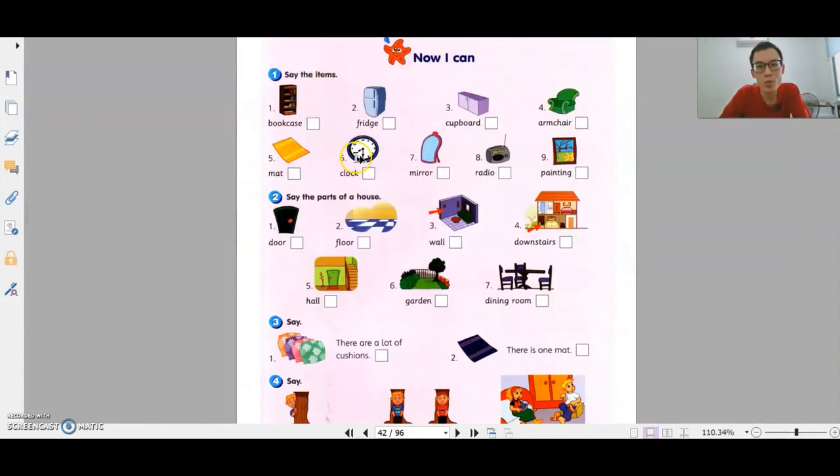Okay, for today's homework, there are two tasks for you. The first one, you just have to read. When you read it, you just put a tick. For example, you read this bookcase. If you can read it, you put a tick. Fridge, and then tick. Cupboard, armchair, mat, clock, mirror, radio, painting.